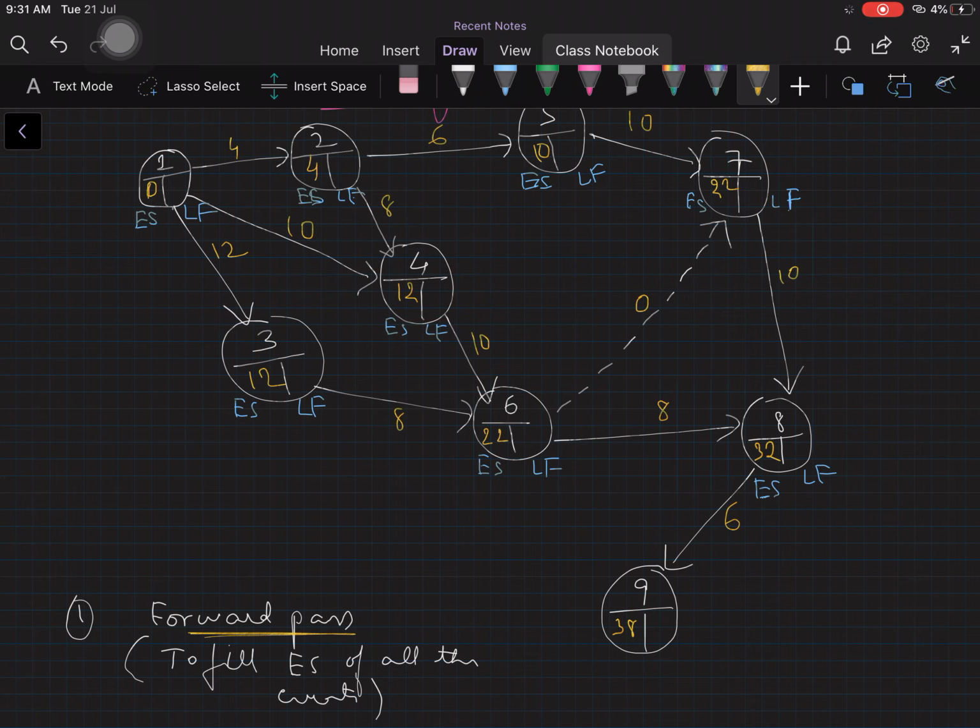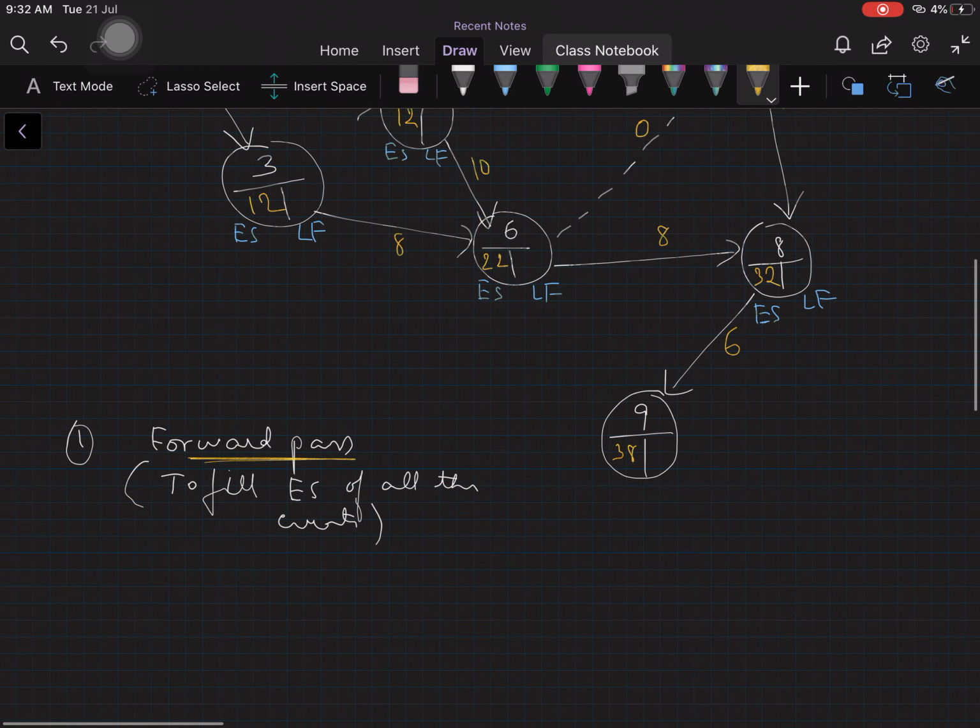When you apply the forward pass, you will encounter merge events at a few points, and at merge events you will be choosing the highest value. When you encounter a merge event, you need to pick the maximum value and fill the early start of that merge event. That's what we followed, and we got the early starts of all the events.